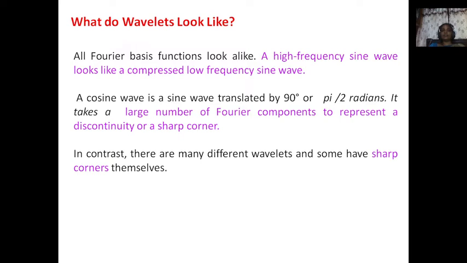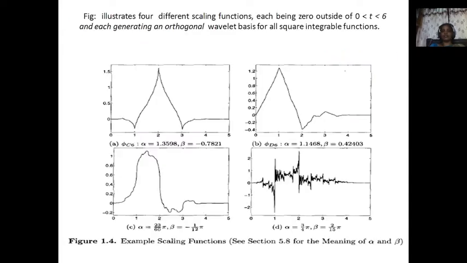That means to represent a square function by using Fourier series representation without any error, we need an infinite number of basis functions. In contrast, there are many different wavelets, and some have sharp corners themselves. That means a wavelet itself having a sharp corner means the original function to be approximated by the wavelet takes fewer coefficients.